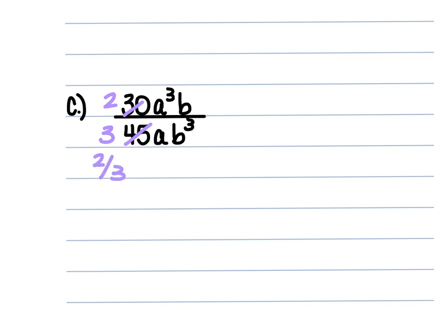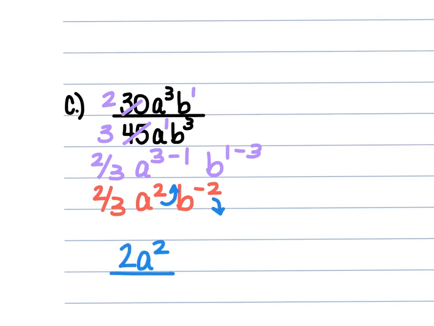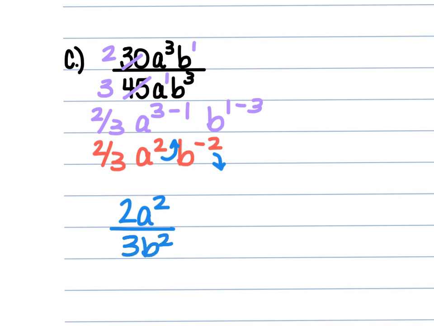We have an a cubed on the top and an a to the first power on the bottom. So we're going to do a cubed minus the first. And then we have a b to the first power over b cubed. So that's going to be b to the first minus the third power. So if we simplify these subtractions, we're going to still have the 2/3. We're going to have a to the second power, b to the negative second power. So that positive 2 with the a is going to make it go up top on the fraction. The b to the negative 2, that negative 2 is going to make it go to the bottom of the fraction, and it's going to turn that 2 into a positive. So the 2a squared goes on top, and the 3b squared goes on the bottom.